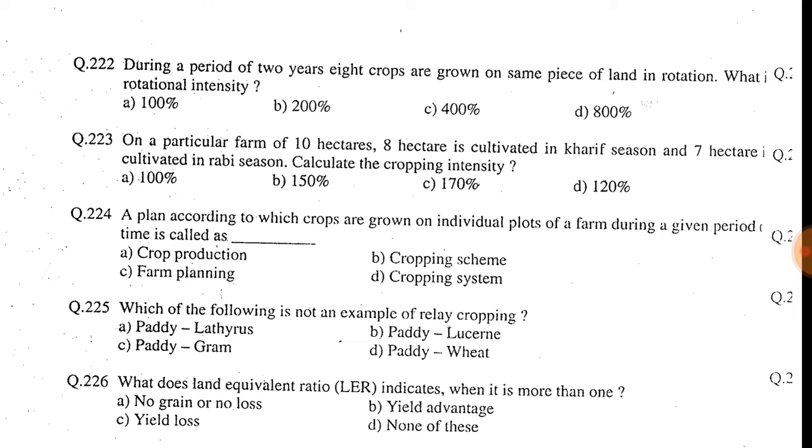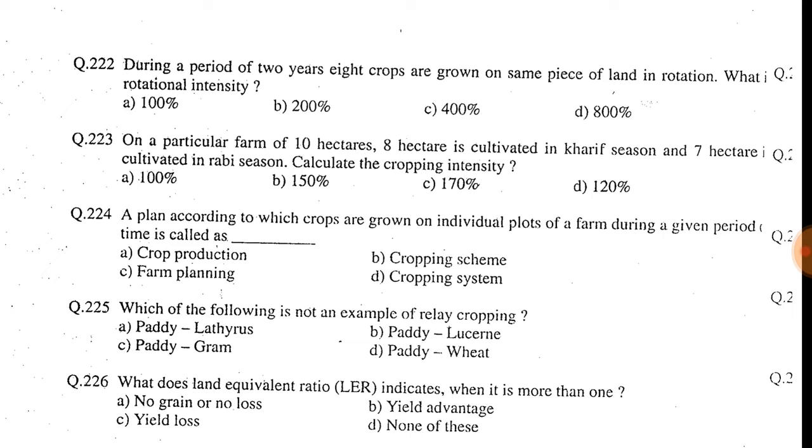224. A plan according to which crops are grown on individual plots of a farm during a given period is called cropping scheme. 225. Which of the following is not an example of relay crop? Paddy, wheat. Question number 226. What does land equivalent ratio indicate when it is more than 1? Yield advantage.